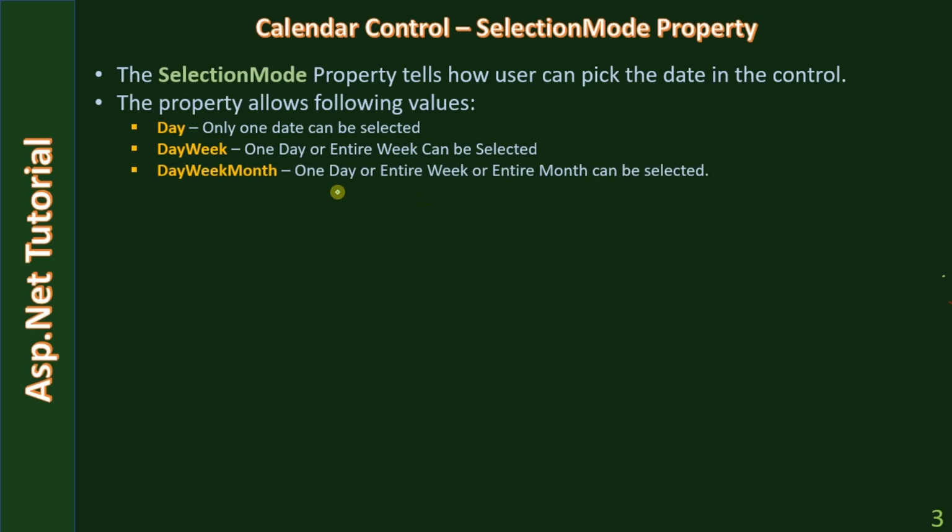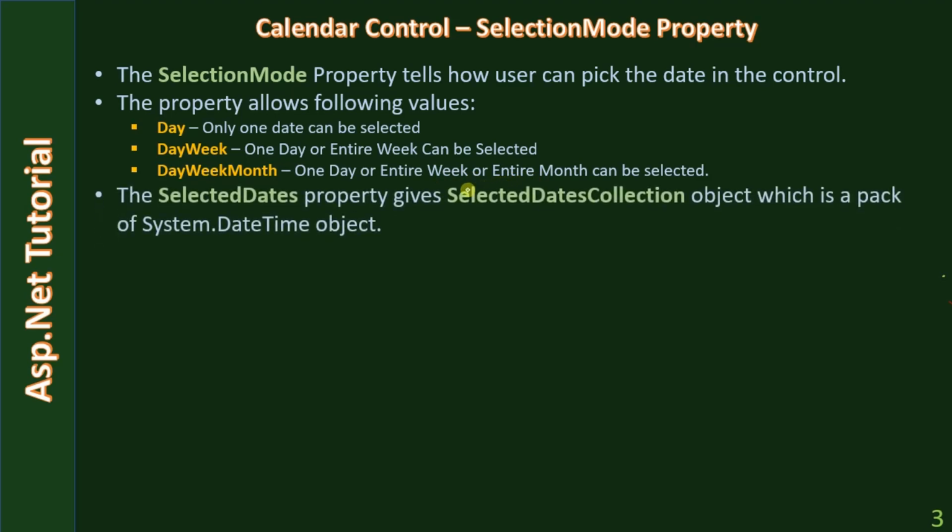Day, week, month: in this mode, you can select one day, an entire week, or an entire month. The selected dates property gives the selected dates collection. So one is the selection mode property and another one is the selected dates property. You can use this property at runtime and get a collection of selected dates, which is a collection of System.DateTime objects, and you can iterate through this collection and get all the selected dates.